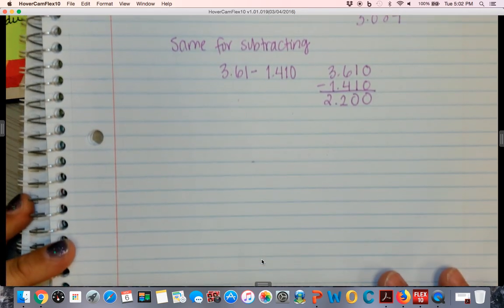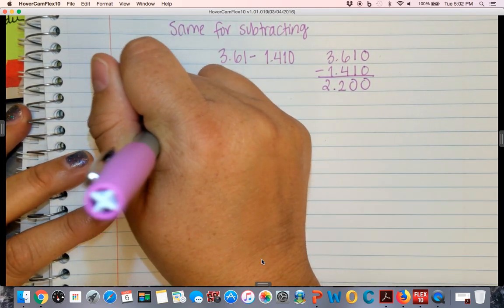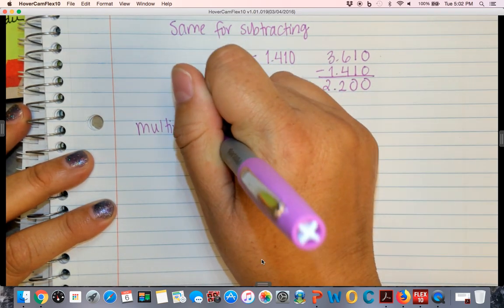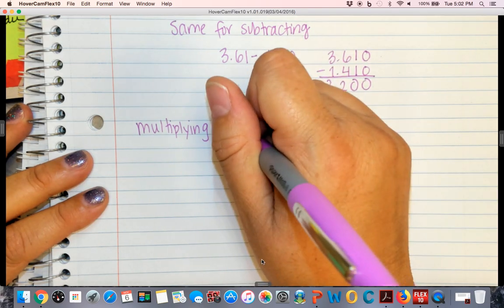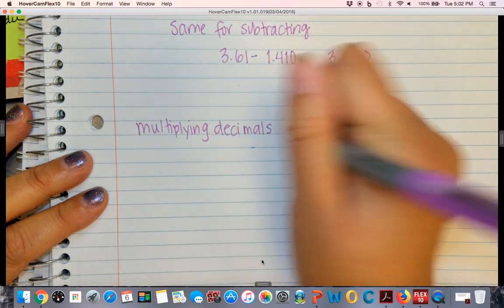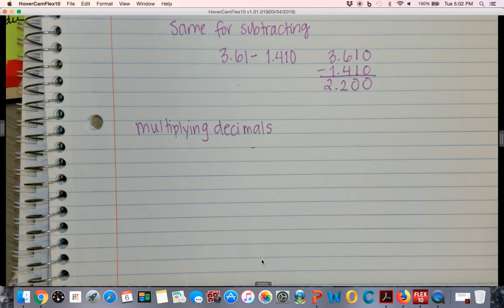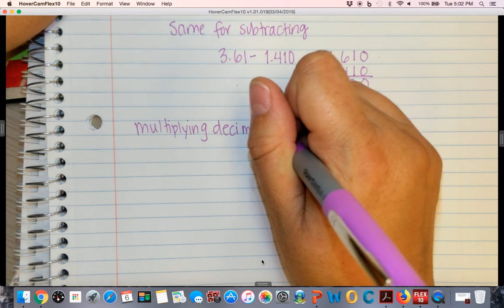All right. Now we're going to go into multiplying decimals. And I know I told you guys at the beginning of the year that I was going to write the standard, and I just keep forgetting. But trust me, these are all 6th grade standards, and I can put them up on the board. You need to know how to multiply decimals and divide decimals and understand the relationships.